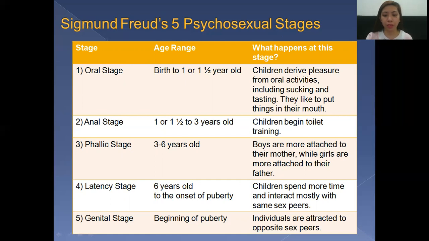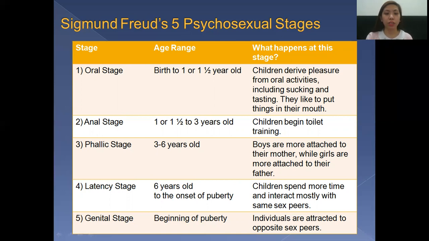The latency stage is when children spend more time and interact mostly with same-sex peers. So the conflict in this stage is school, play, and same-sex friendships. Sexual urges and impulses for erogenous stimulation lie dormant in this stage. Fixation leads to immaturity and the inability to develop close interpersonal relationships with others as an adult.